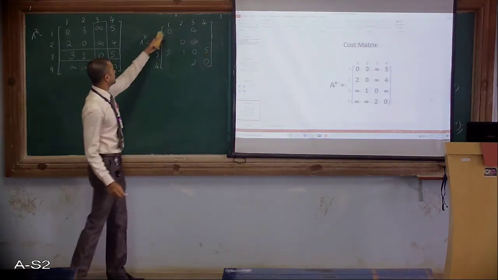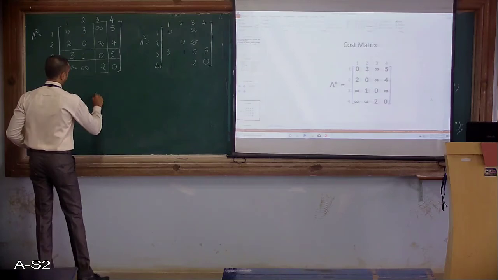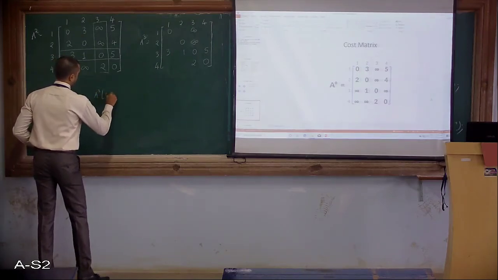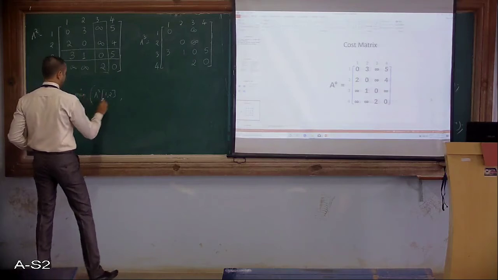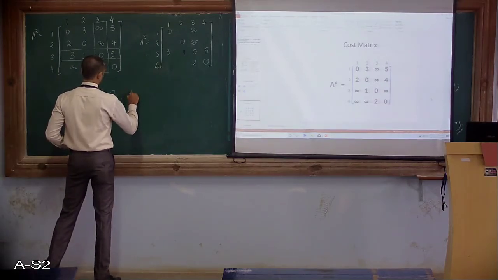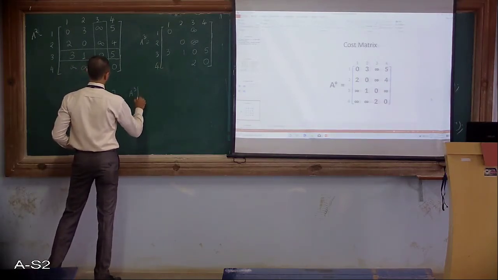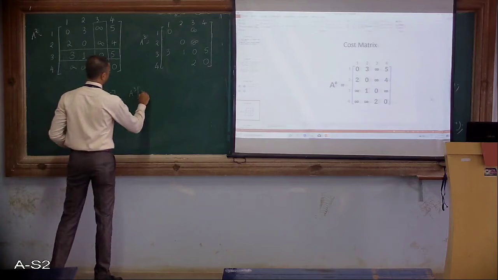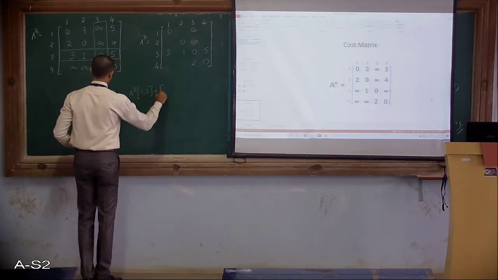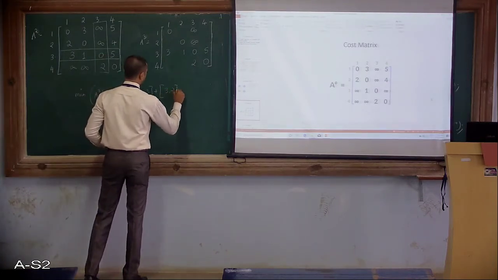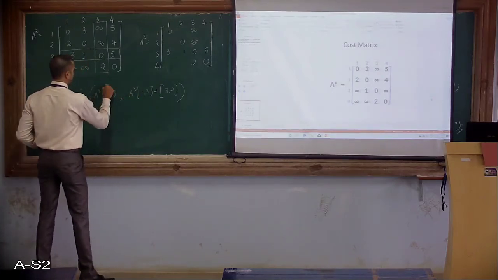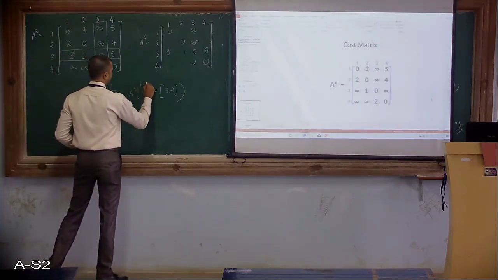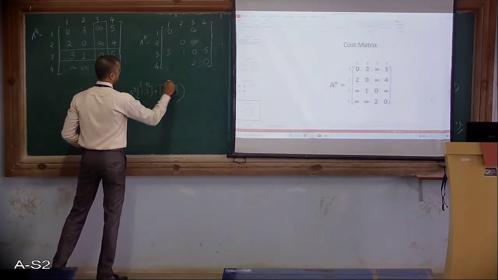Let's see, 1 to 2. So A3, 1 to 2. So minimum of A3 1 to 2 or A3, intermediate vertex is 3. So it is 1 to 3 plus 3 to 2. So in between these 1 and 2 I have inserted 3 over here. This is I, J, this is I, K and K, J according to the formula.